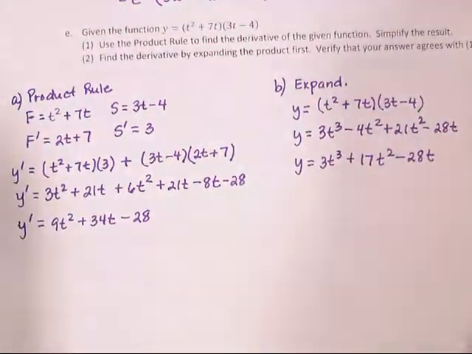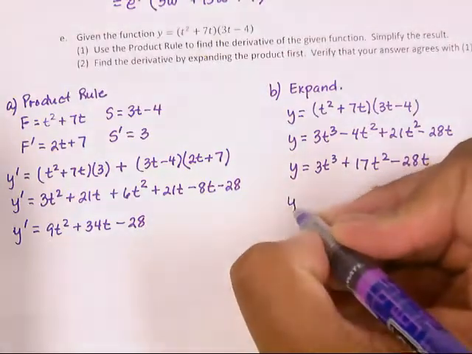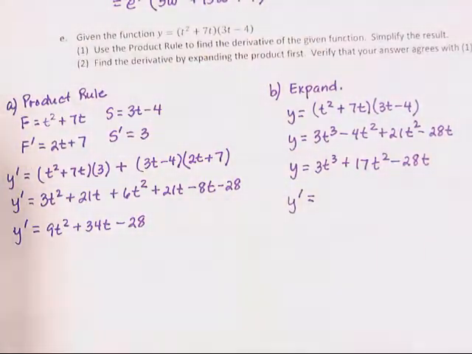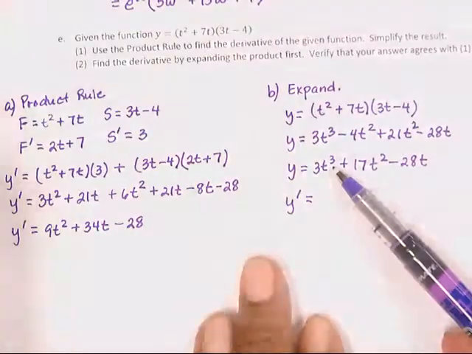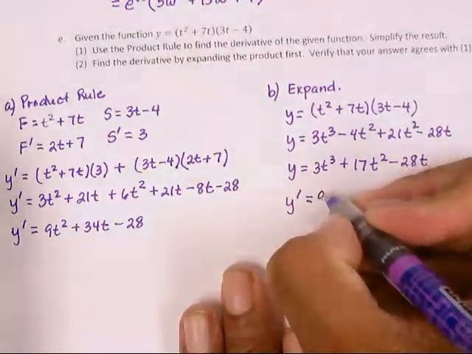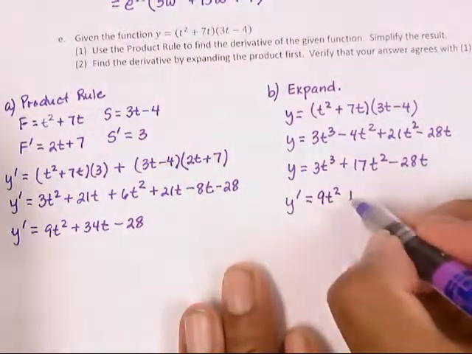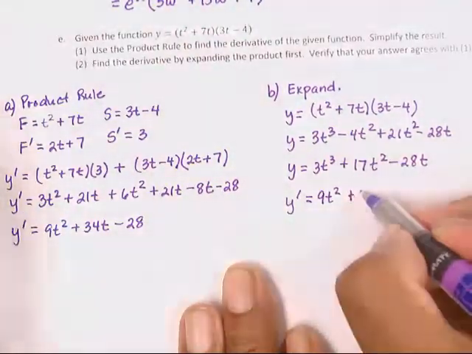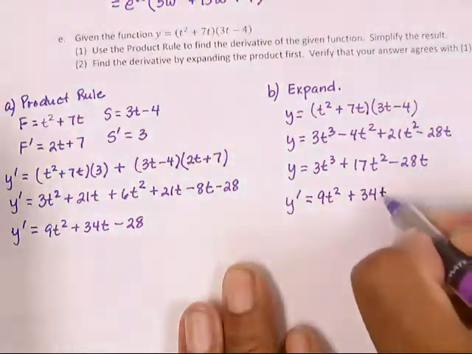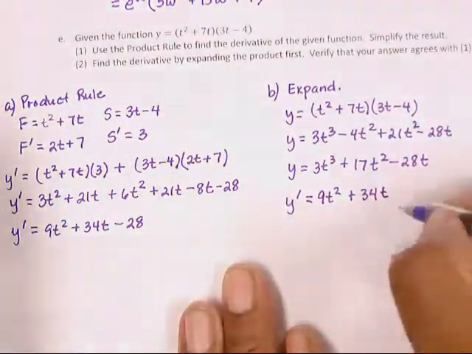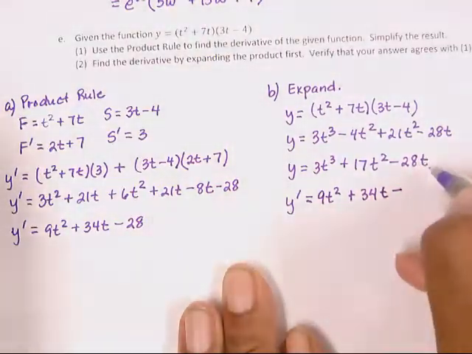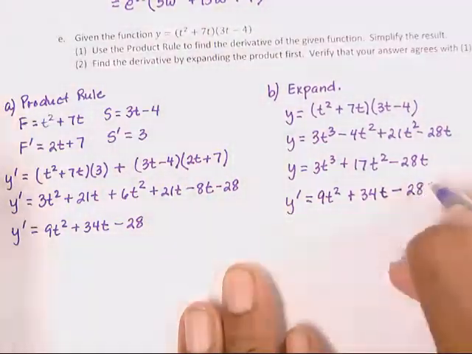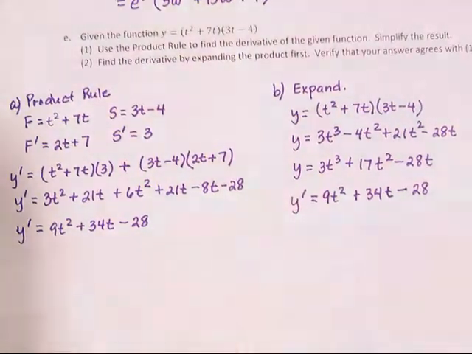And then next we can go ahead and take the derivative of y. So this will be y prime is equal to, if I take the derivative of 3t cubed, that will be 9t squared. And then plus the derivative of 17t squared, well, 2 times 17, that would be 34. Write down the t, and it's going to be to the 1 less power. And then minus the derivative of 28t will be 28. And as you can see, when we expand this, we do get the exact same answer.